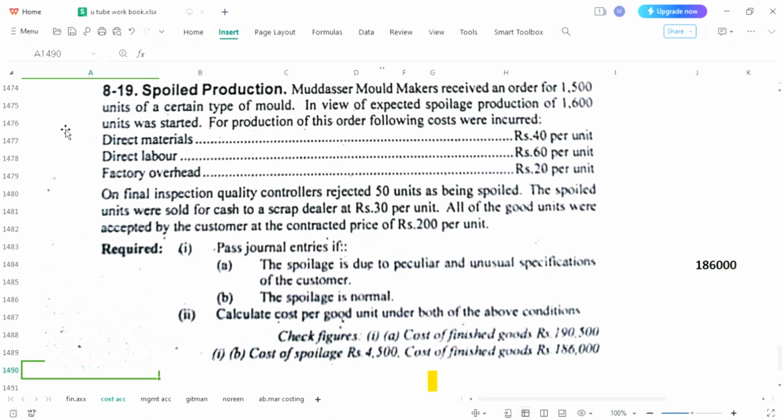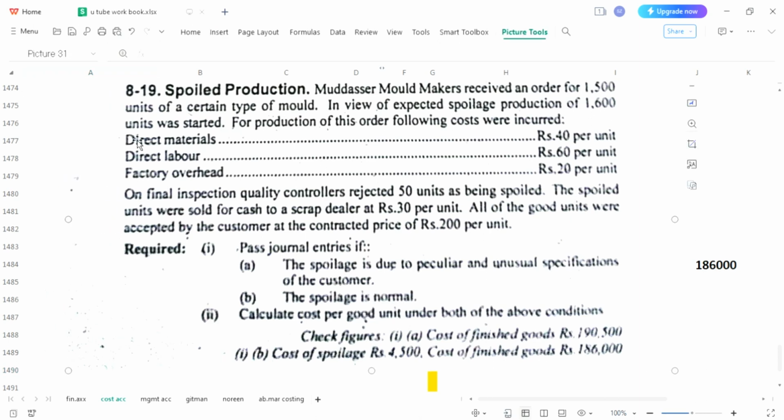Today's target is to solve question number 8.19, around the third question, and we will be related with the chapter absorption and spoiled production. There will be a time when you will see spoiled and defective both aspects present in a single question, but right now we are related with only one concept, and that is spoiled production. The method, format, journal entries, and ledgers are absolutely similar to the introduction.